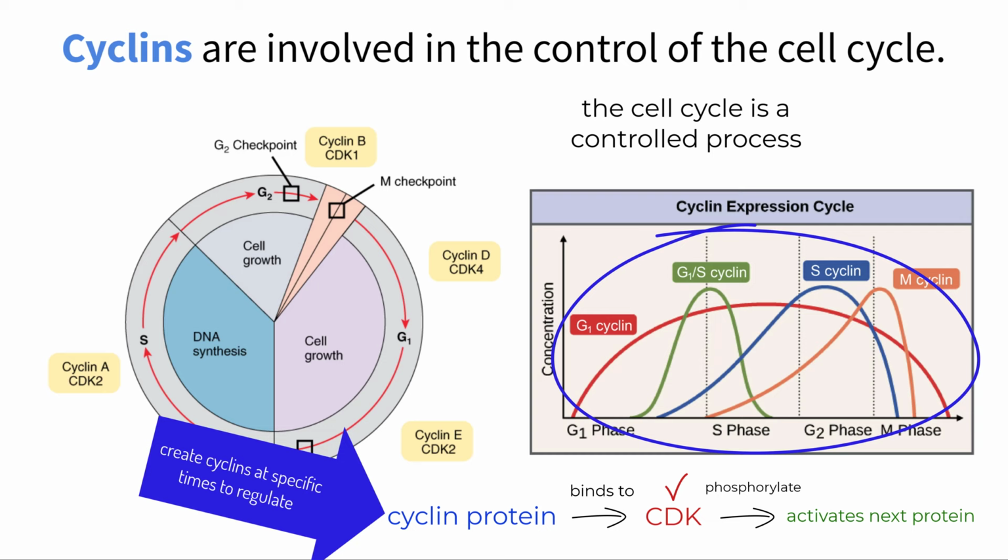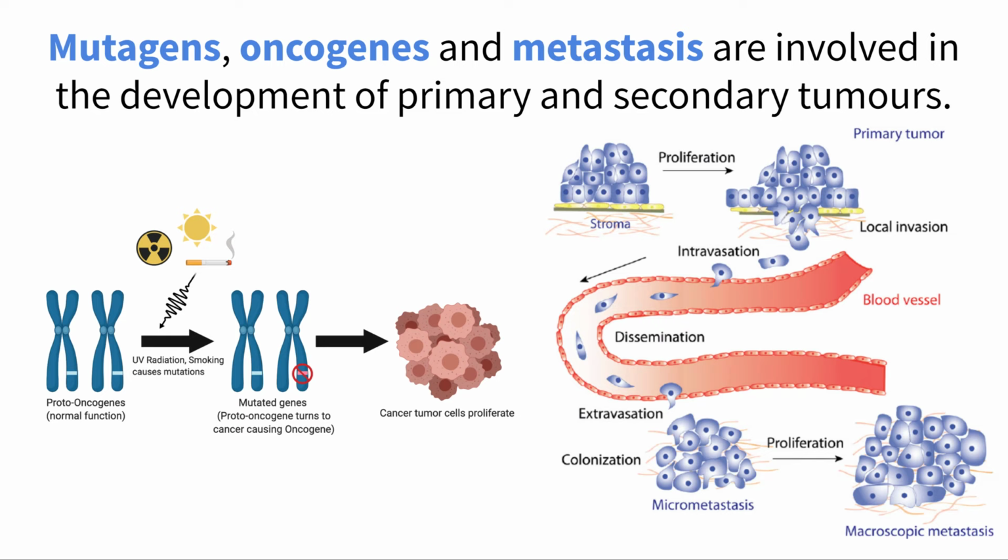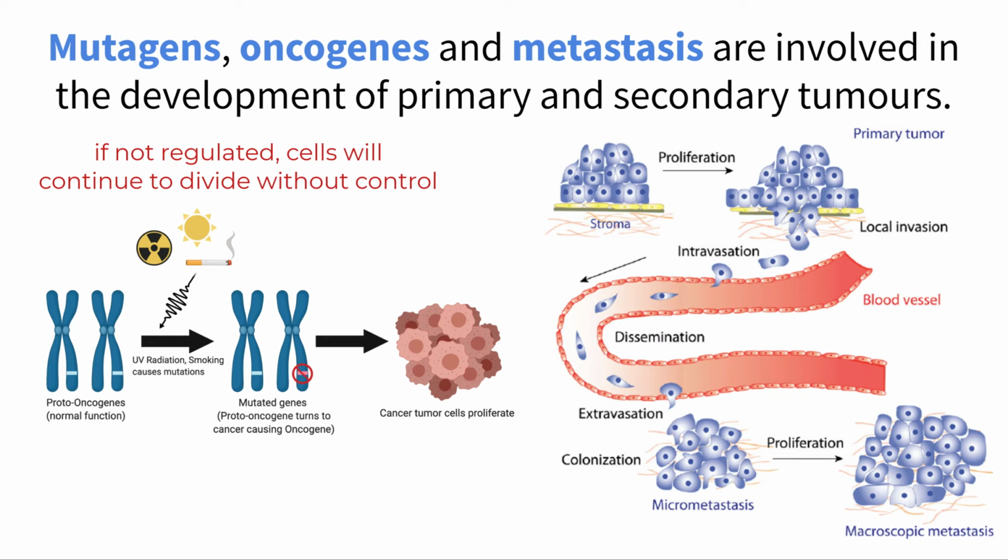On the last slide, we talked about how cyclins help regulate the cell cycle. But what happens if this regulation process does not work properly? The basic idea is that if the cell cycle process is not regulated and told when to stop or slow down, cells will just continue to divide uncontrollably with no restriction. This means the cell is cancerous.